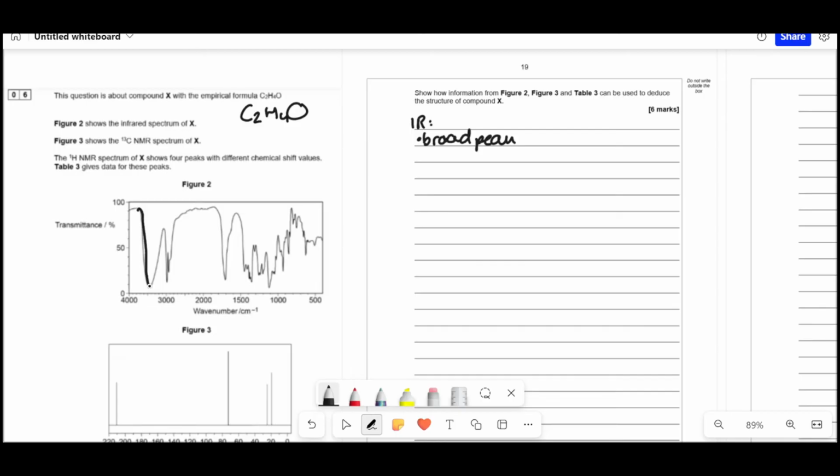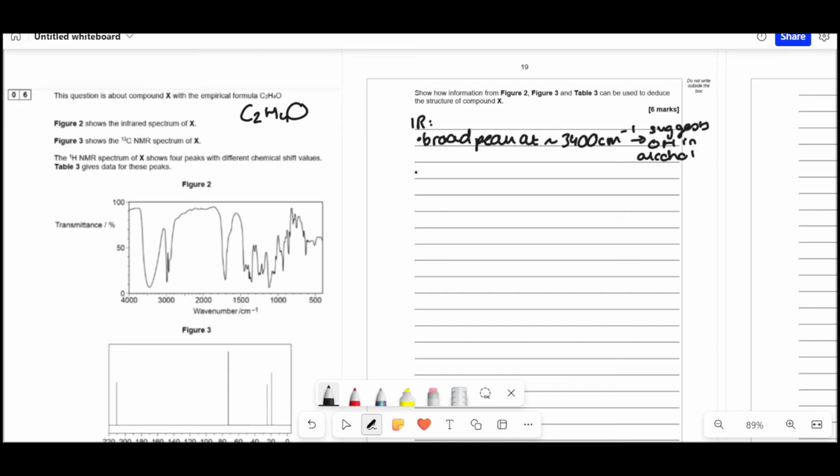Now it's broad because it's really thin here, whereas these are quite narrow. Broad peak at around 3,400 cm⁻¹. And then you need to say what that indicates. So it suggests what? It suggests an OH in an alcohol. That is what you need to do for basically every step.